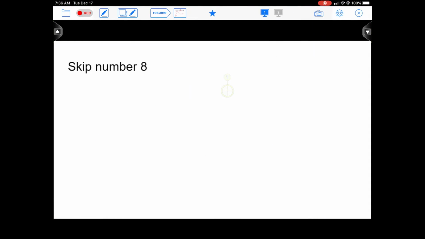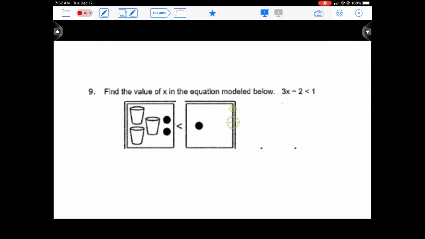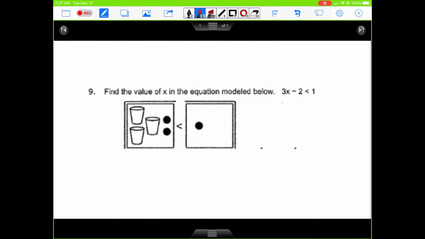We're going to skip number 8 because I printed it off the wrong way, so there's no number line to match with the inequality. So skip number 8. For number 9, find the value of x in the equation modeled below. So our equation is 3x minus 2 is less than or equal to 1.